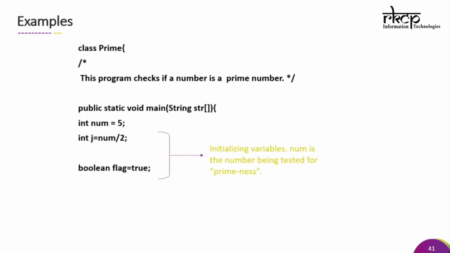Here I have taken some snippets that I am going to show you, to help you understand how to use a loop or a conditional statement. In this program, I have taken public static void main and there I have taken a few variables which I am going to initialize. My first variable is int num equal to 5, a local variable. Int j equal to num by 2, also a local variable. Boolean flag equal to true, also a local variable.